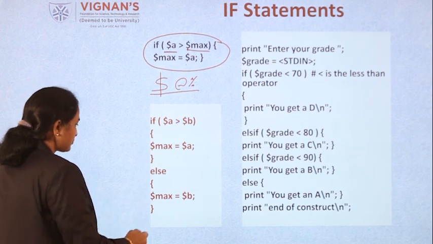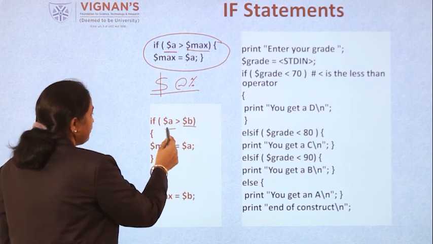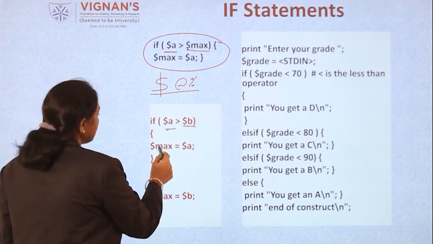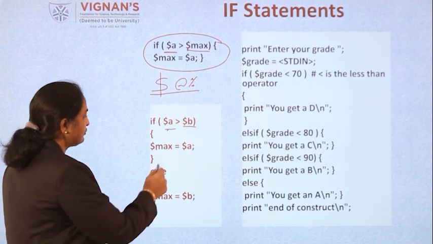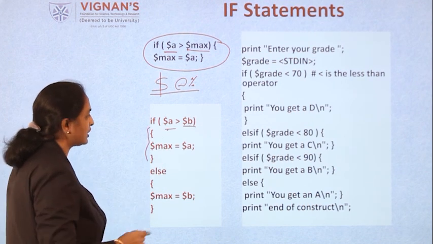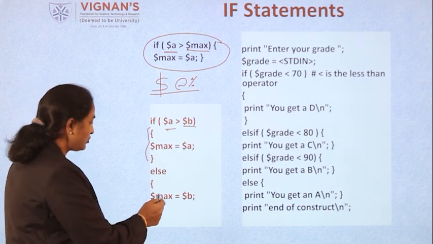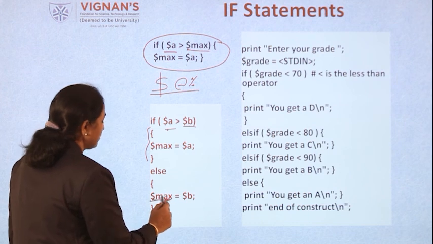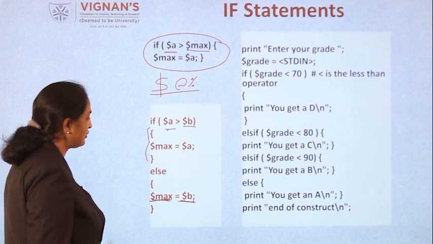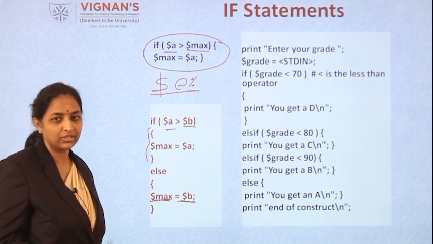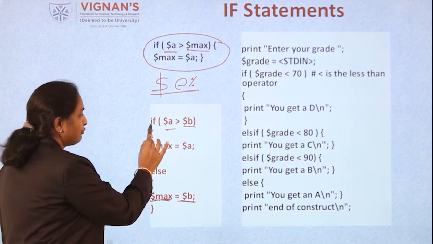Now see here, you have two variables, A and B. If A is greater than B, then let us say maximum is A. Or else, if this condition fails, meaning A is less than B, then out of A and B the maximum value is B. So now you have to initialize maximum with B. If two values are there, that is the way. If three values are there, then first you have to check A and B in one if condition.